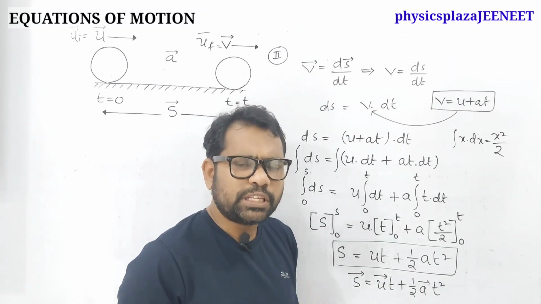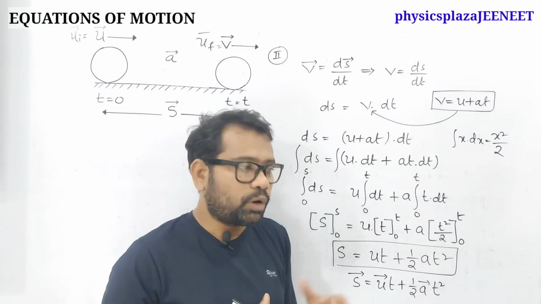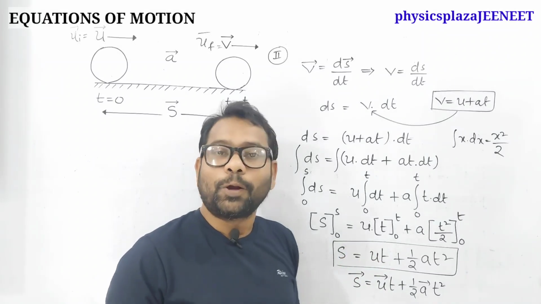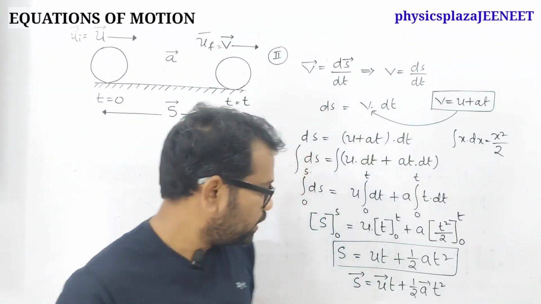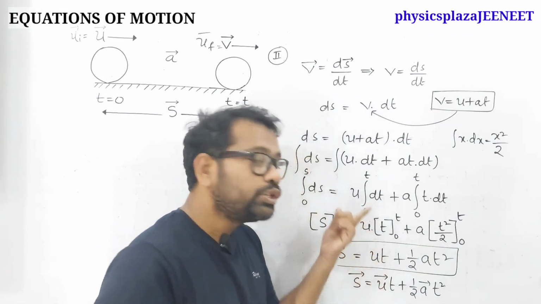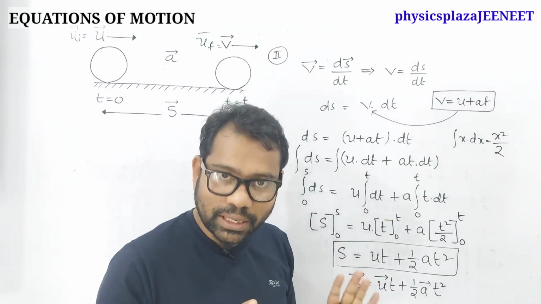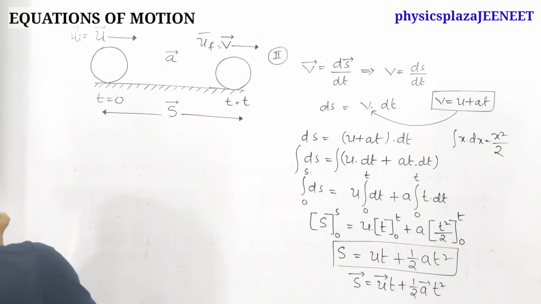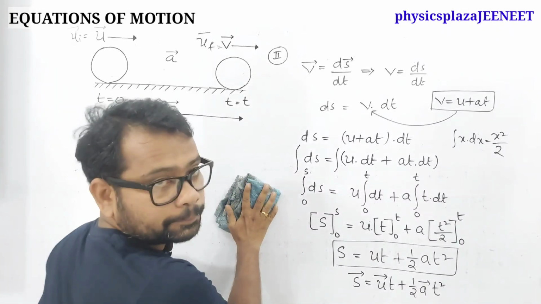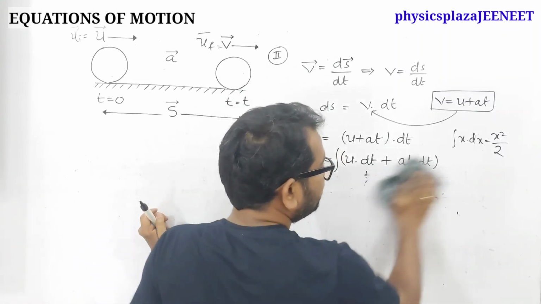Especially displacement covered in a time t. Very important: displacement means the body is moving after 10 seconds, not at the 10th second, children. Difference is there. That we'll discuss later. So this is the equation of motion which is used to find the displacement travelled after time t. Is it clear? Just copy it. So this is the second equation of motion. Fine. Clear? Okay.